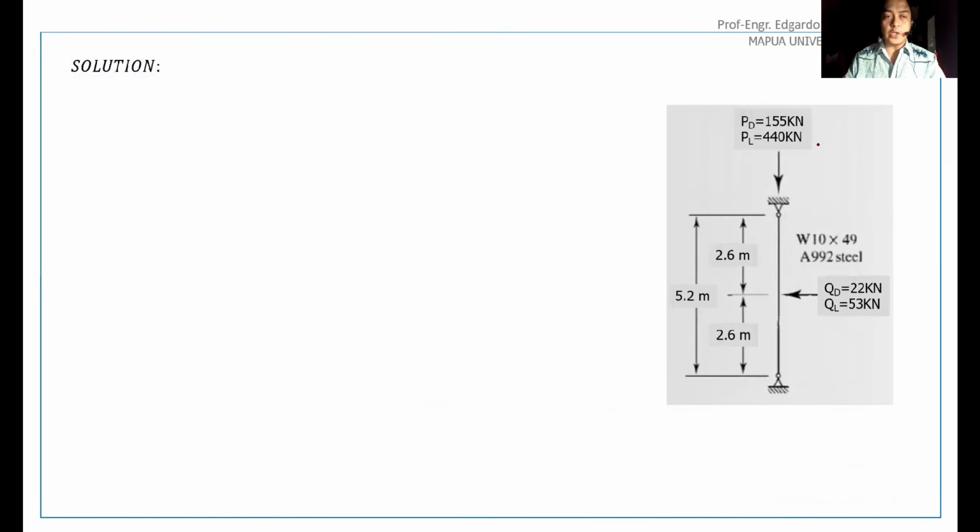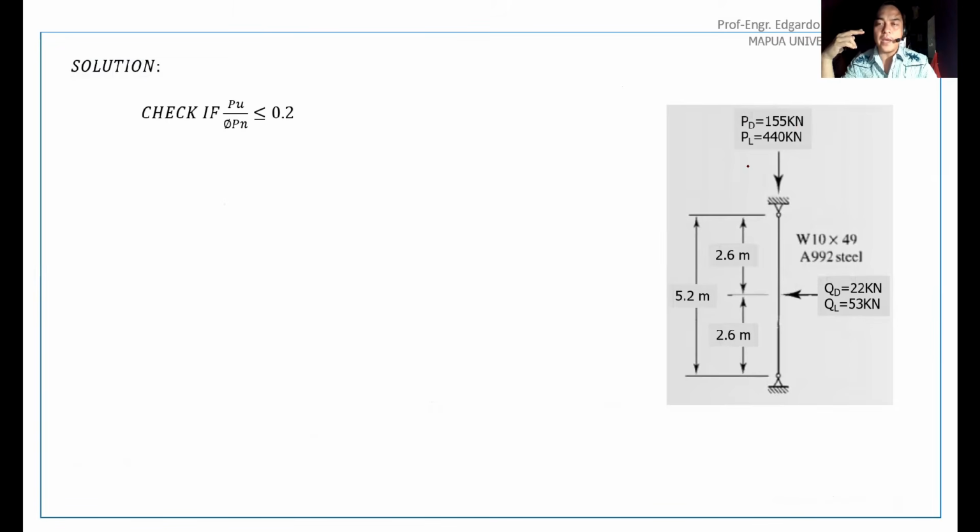So for the solution, whenever you encounter such a problem, a beam column, like for this example, we are convinced that the member is a beam column, because of the presence of the axial compressive load, that makes it a column. And due to the lateral load, the Q loads, that makes it a beam.